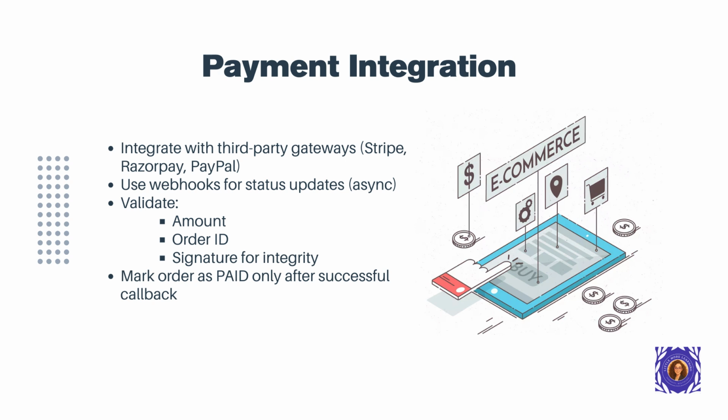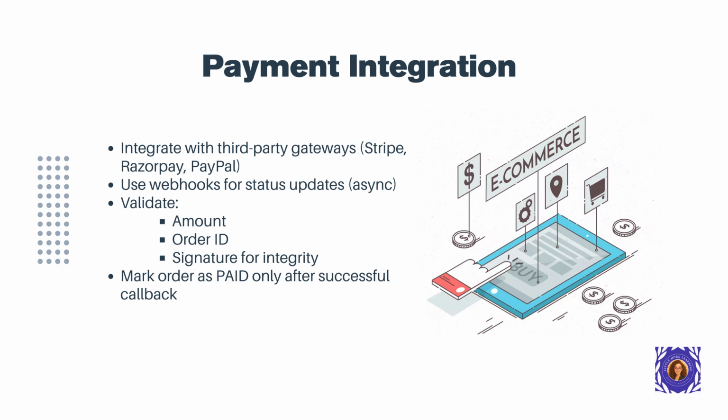The key here is using webhooks for status updates. Payments are inherently asynchronous. A user clicks pay, gets redirected to the payment processor, completes the transaction, and then gets redirected back. But your system needs to know what happened even if that redirect fails. That's where webhooks come in. The payment gateway will call your system directly to report transaction status.